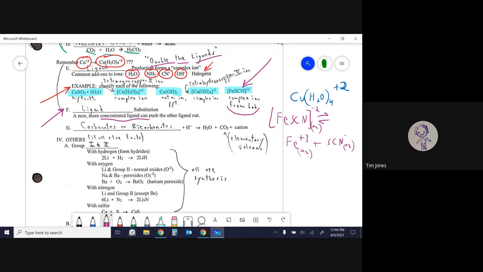All right, carbonates and bicarbonates. Often, if you mix them with acids, they do what I refer to as the elementary school volcano. You get carbon dioxide, which causes bubbles. You're left with a positive metal ion and water.